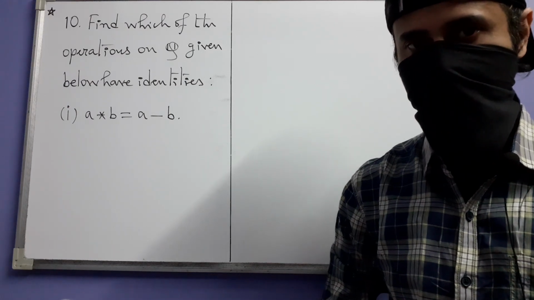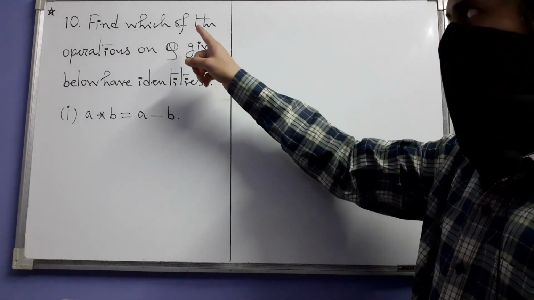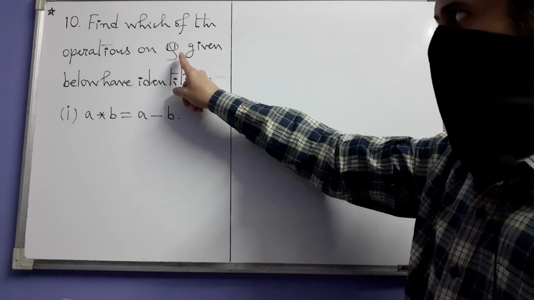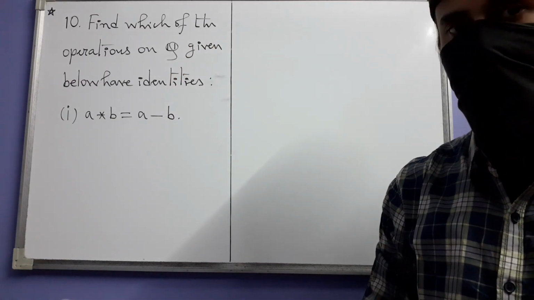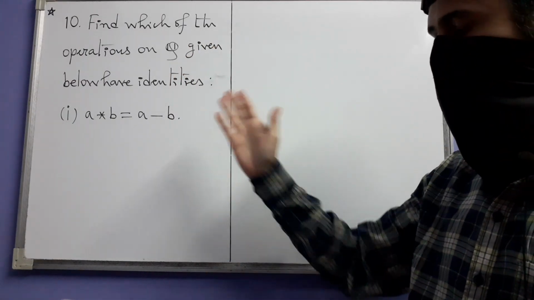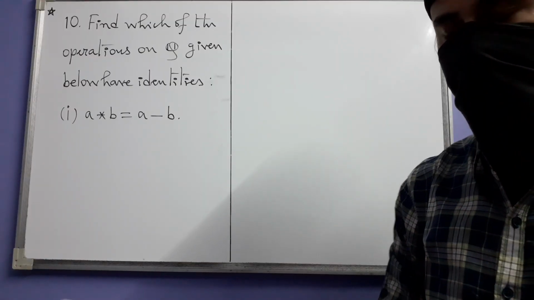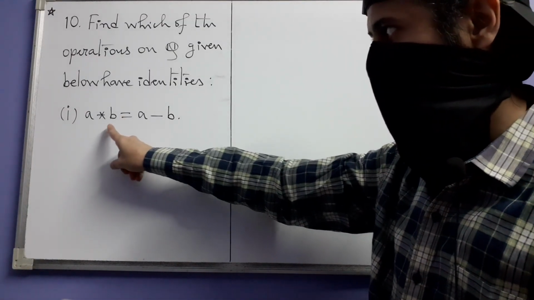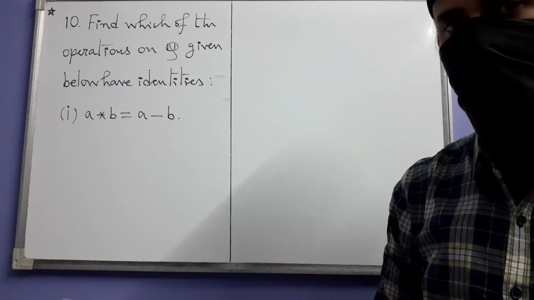Next we have number 10, where we have to find which of the following operations on Q, the set of rational numbers given below, have identities, that means identity elements. The first one is this: A star B is A minus B.